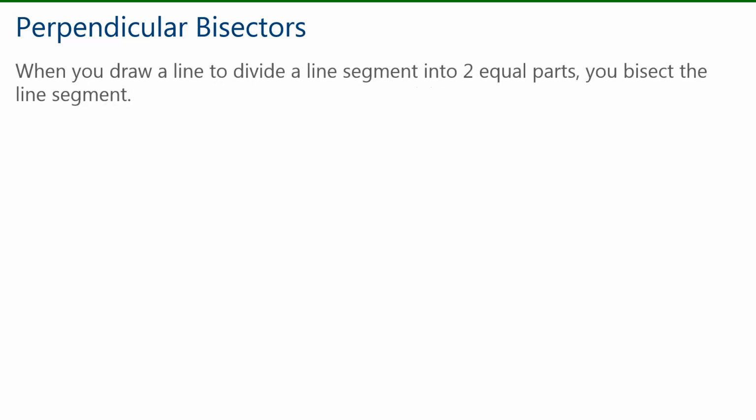When you draw a line to divide a line segment into two equal parts, you bisect the line segment. For example, if we have line segment AB, and we draw a line like this, and it intersects at C, A to C is the same distance as B to C. To indicate that both sides are the same size, we use the following symbols. And we would say that AC equals BC.